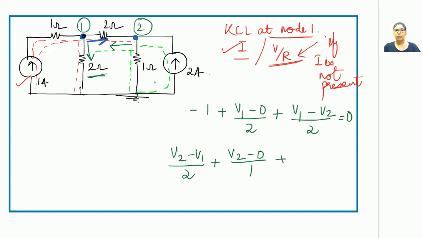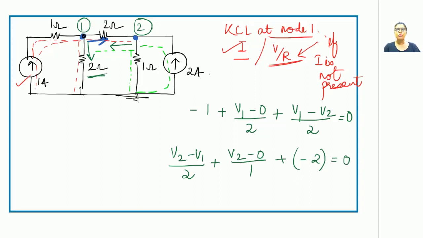Now for this third branch, there is a current source present. Since there is a current source present, I have to take the direction of the current source into picture. So is the current source in the same direction as my assumption? No, it is in the opposite direction. So it will carry a minus sign. So minus 2. So 3 branches, we have got 3 terms equal to 0.